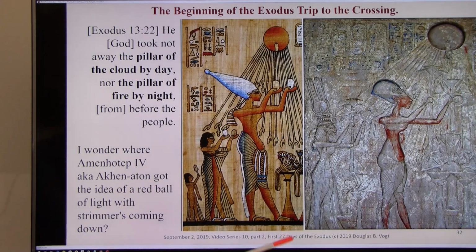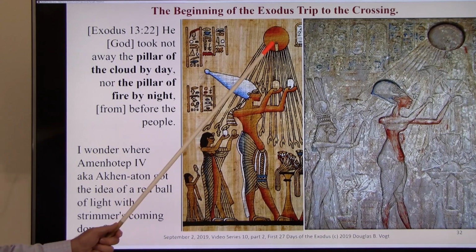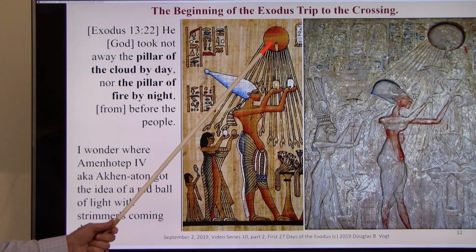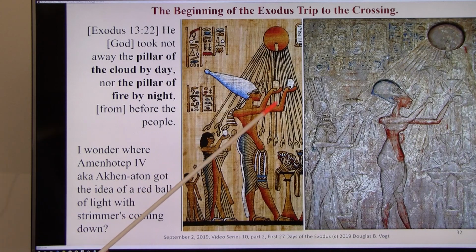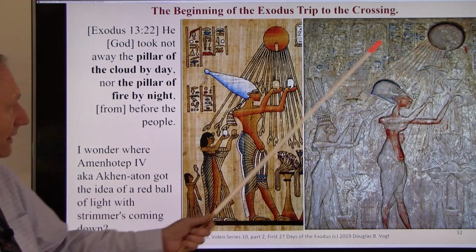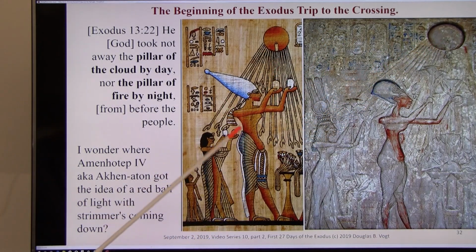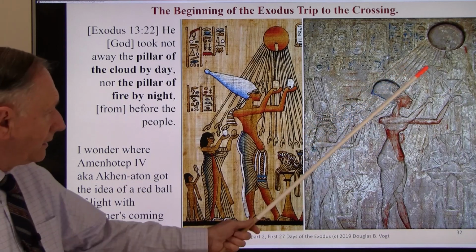Okay, now, how did Amenhotep IV, who later changed his name to Akhenaten, how did he get the idea of the god Aton or Adon? Here's the pictures. Gee, and streamers coming down from it. How do you like that?